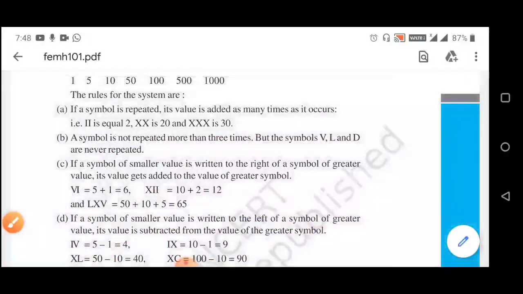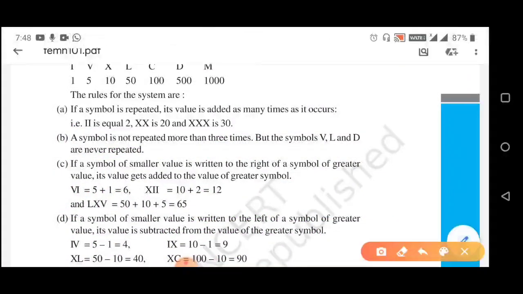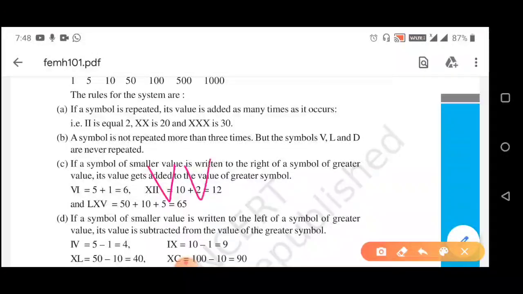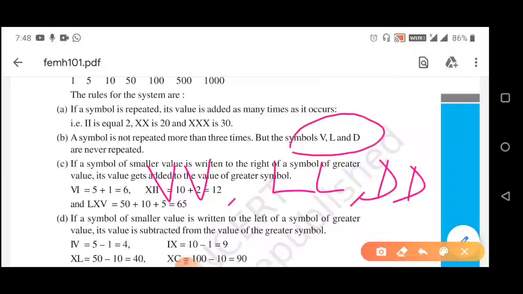But the symbols V, L and D are never repeated. We cannot write 2 V's. We cannot write 2 L's. We cannot write 2 D's. This V, L and D we can use only once in a number.